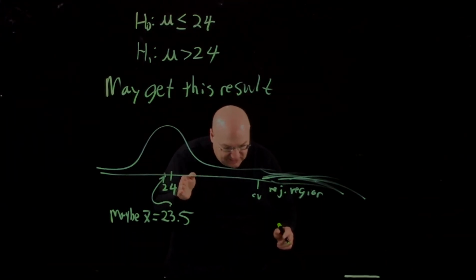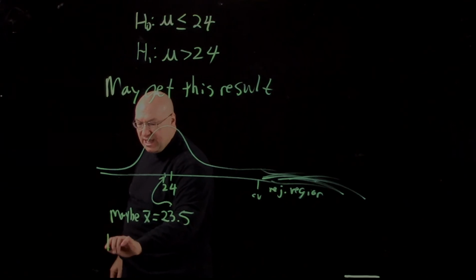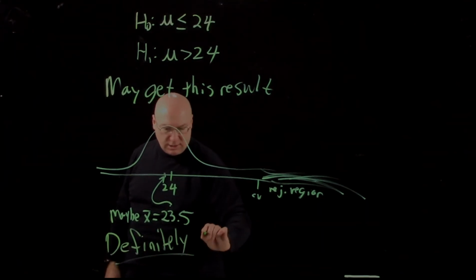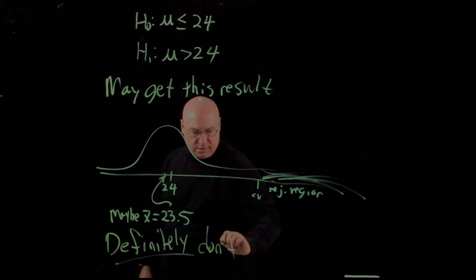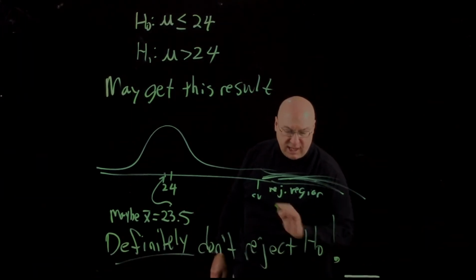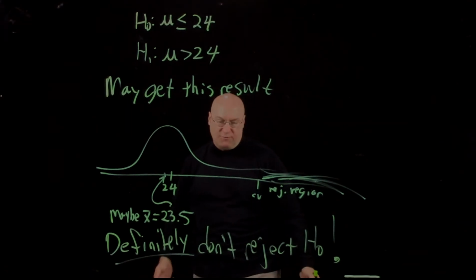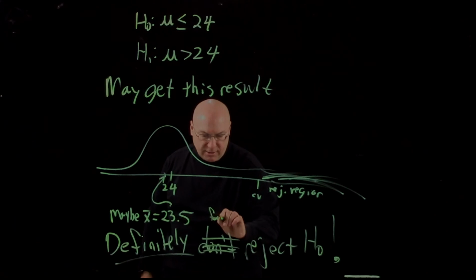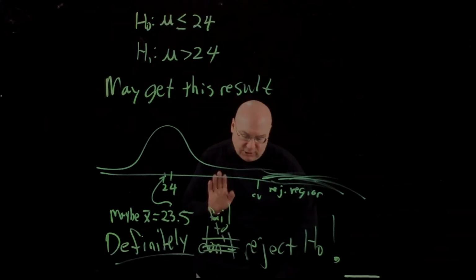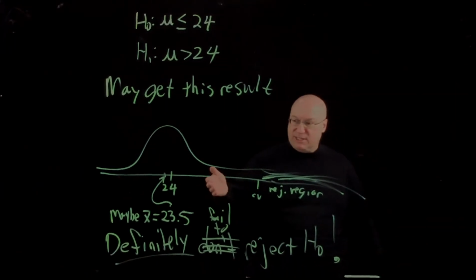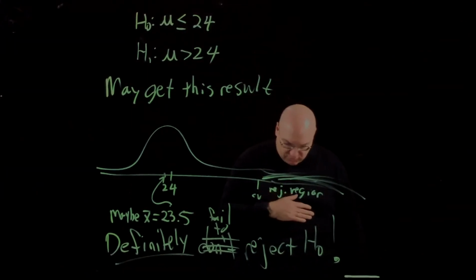So in this case, definitely don't reject the null. Definitely fail to reject. I should say fail to reject, right? That's the language we've been using all along. Fail to reject. Don't is okay, but I'm going to keep our language consistent. You definitely want it because it's way far away from the rejection region.